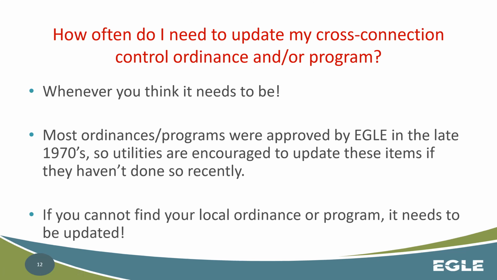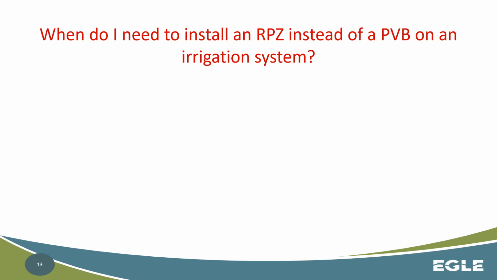If you can't find your local program, you definitely need to update it. Let's get a new one. There are sample ordinances and so on in the cross connection manual on our website. I don't want to call it the rules manual, but I believe that's the name that's still on it. There are example ordinances in the back of that to give you at least a start.